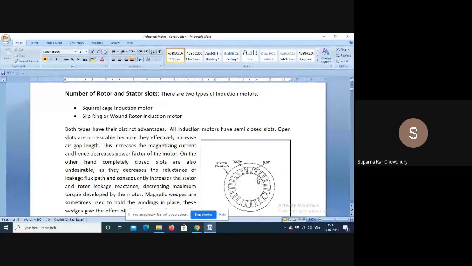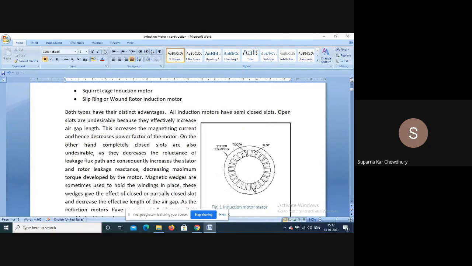Now we have a distributed winding, so we will have slots on the stator. In an induction motor, we can have either parallel-sided slots or parallel-sided teeth. Normally, for an induction motor, we have parallel-sided teeth, and the slot will be slightly trapezoidal in nature. In both the wound rotor and squirrel cage motor, the stator lamination will look like this.